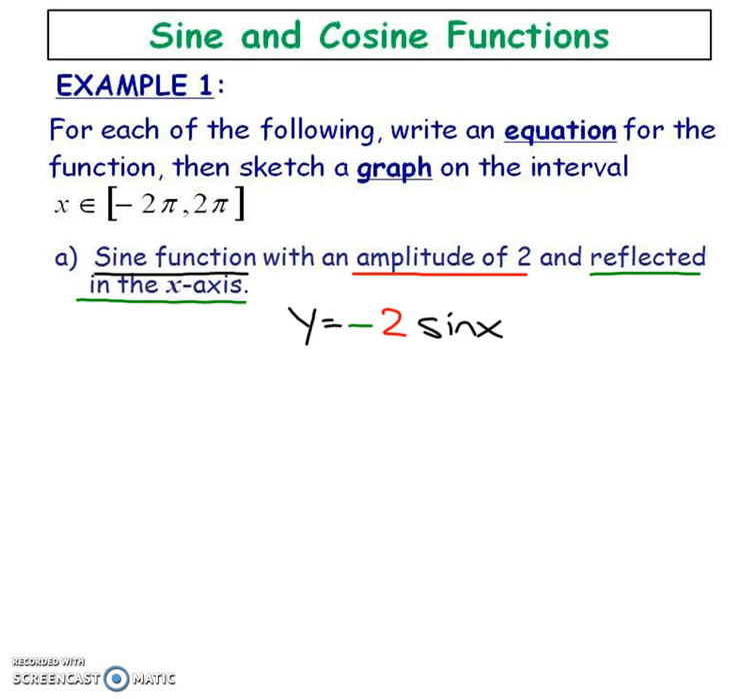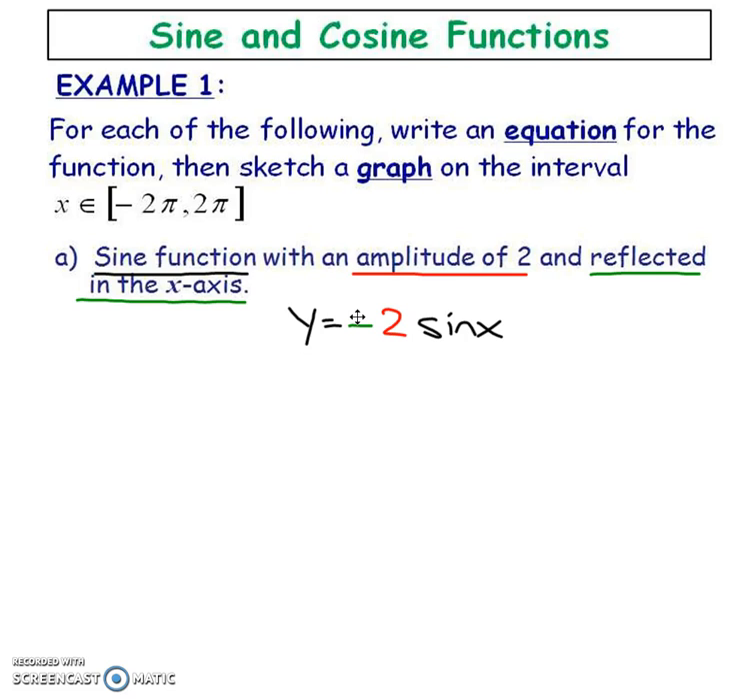So we have the sine function, and that's why we put y equals sine x as our base function. When it says an amplitude of 2, it means that our a value is going to be 2. Then reflected in the x-axis indicates that we have a negative as our a value, and then also that it is a vertical reflection. Okay, now that's our equation. All we have to do now is graph it.